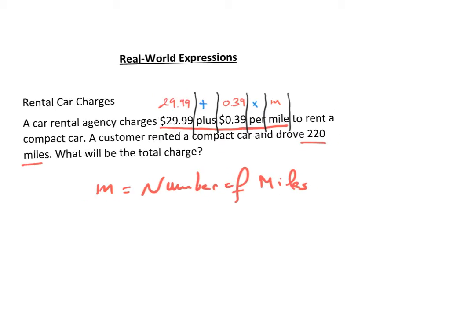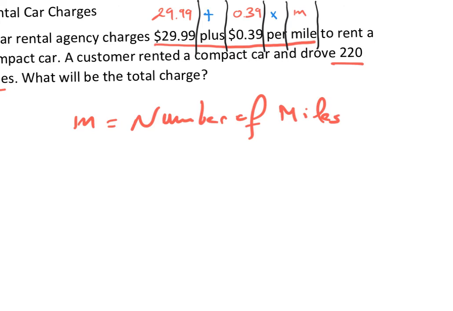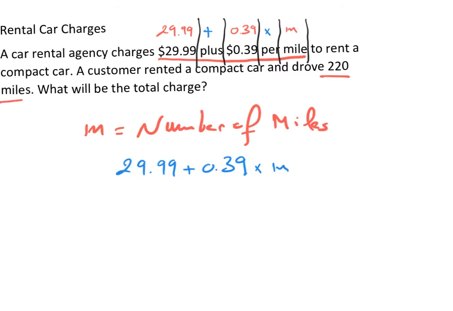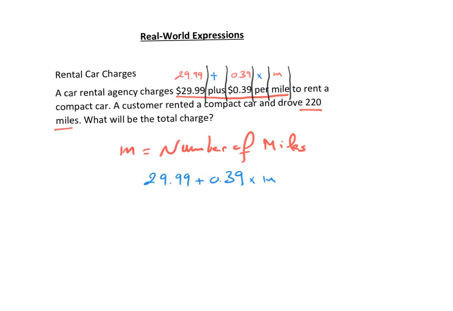So as we can see, we get 29.99 plus 0.39 times M. And that's important because a word problem means we need to translate the phrase or the statement into an algebraic expression or equation or inequality. So we need to change it to numbers and signs, right? So that's important. Now, how many miles did the customer drive, right? So this customer drove 220 miles, right?